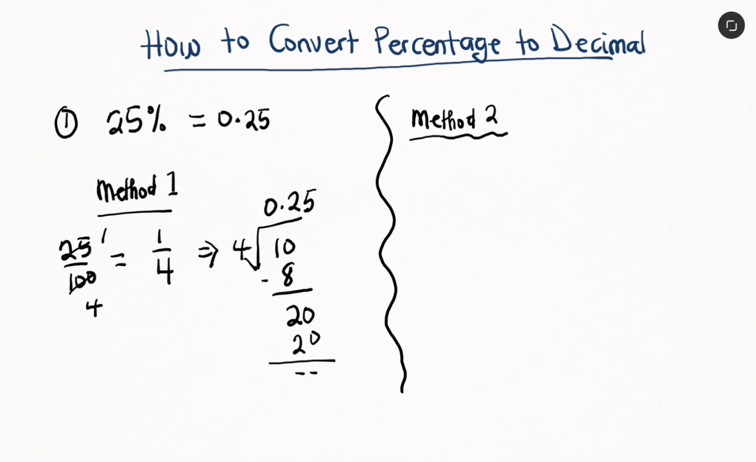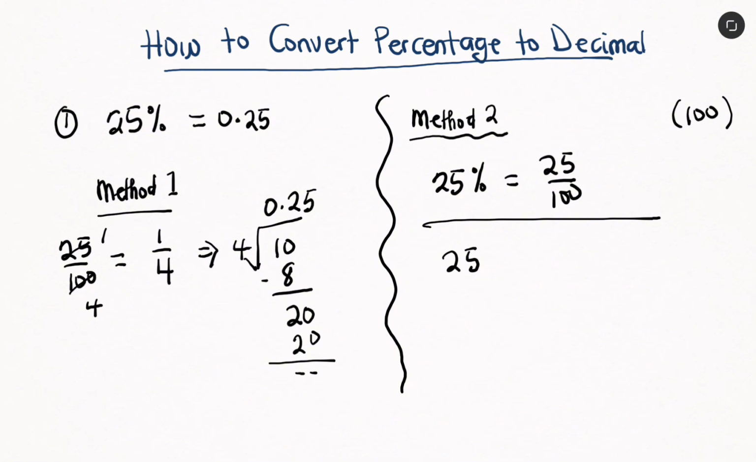Now let's look at the second method. We have 25%, right? Now we need to understand that 25% means 25 divided by 100. If you look at 100, we have 2 zeros. So for this second method, you write 25 without a percentage sign. You know that every number has a decimal point after it, right? So if it is 10, we have 10. You can write 10 as 10.0. If it's 15, it's 15.0.